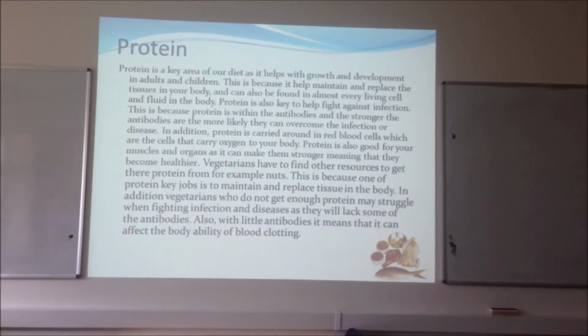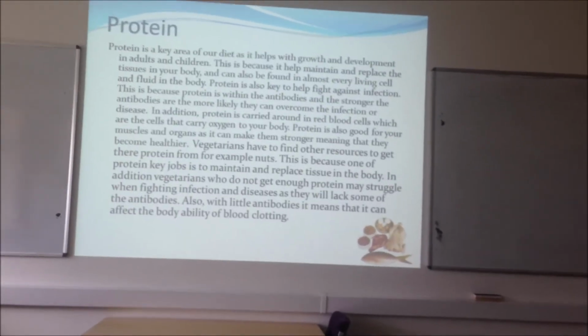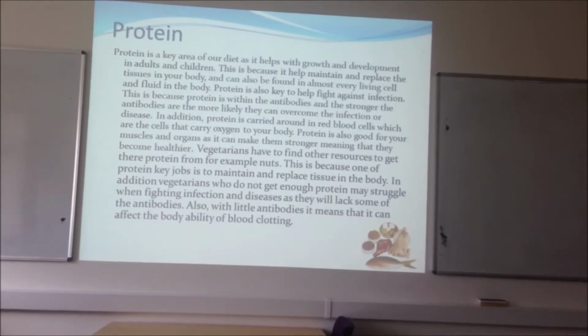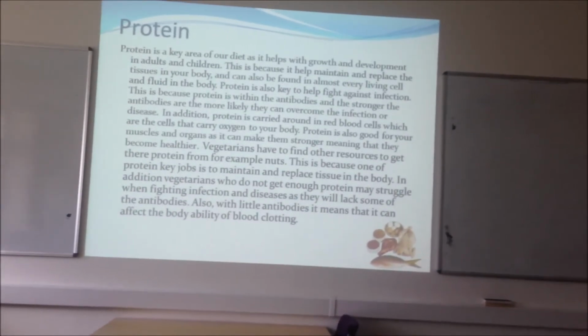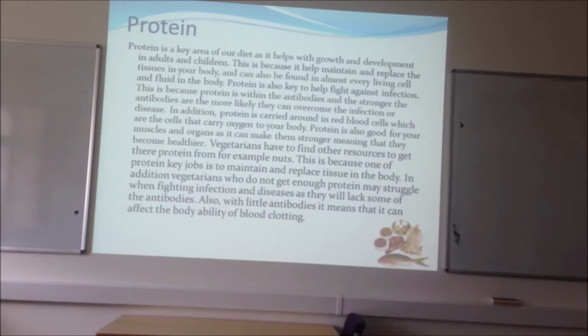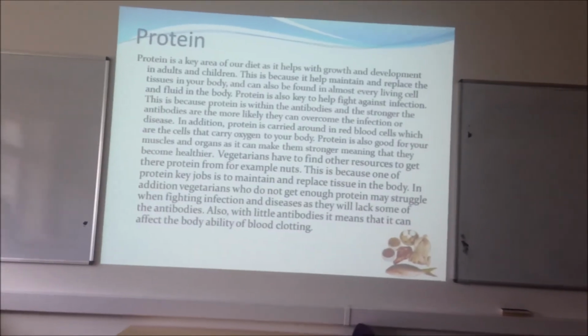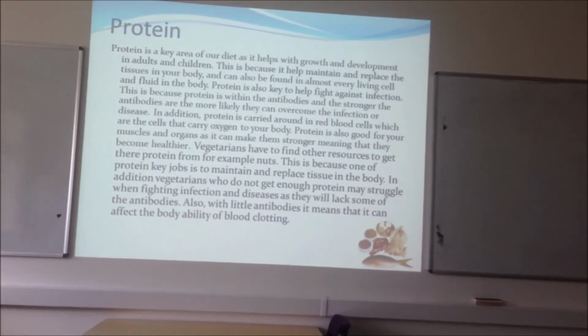Vegetarians have to find other resources to get their protein from, for example, nuts. This is because of one of protein's key jobs to maintain and replace tissues in the body. In addition, vegetarians who do not get enough protein may struggle when fighting infection and diseases, as they will lack some of the antibodies. Also, with few antibodies, it can affect the body's ability to clot blood.